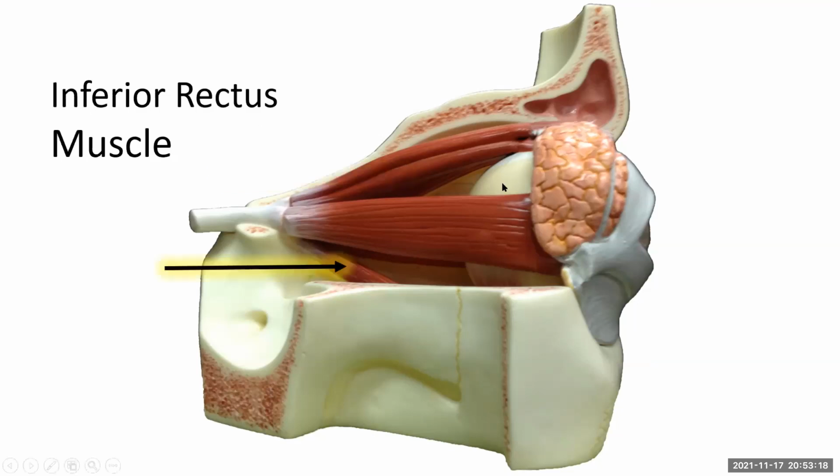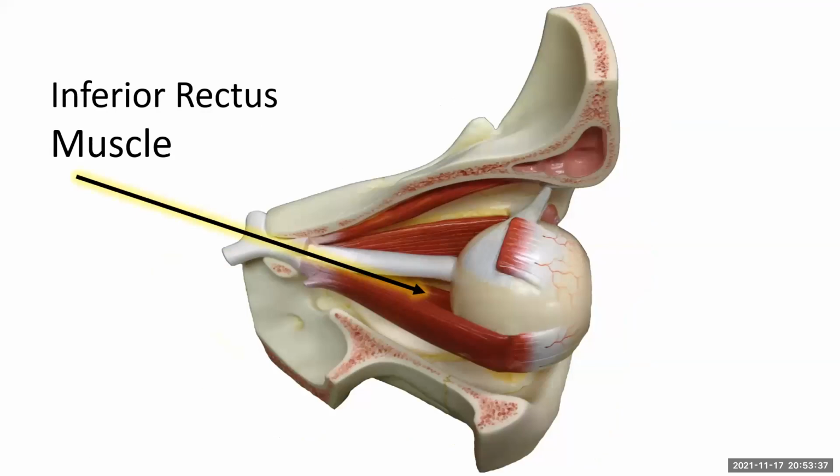Then below the eye, this muscle goes down here straight to the bottom of the eye. That's the inferior rectus muscle, which is also innervated by cranial nerve number 3. That helps you to look down. You can kind of see it here. Unfortunately, I don't think that you have this image in your atlas. The inferior rectus muscle is directly below this structure here.